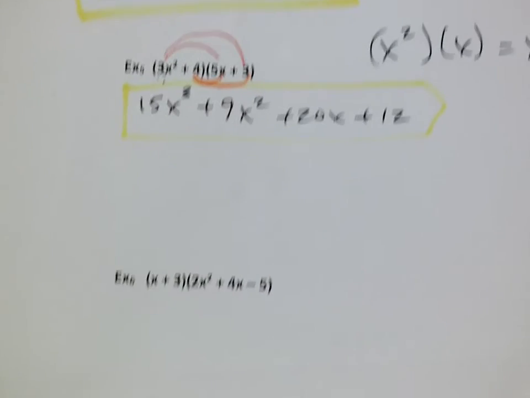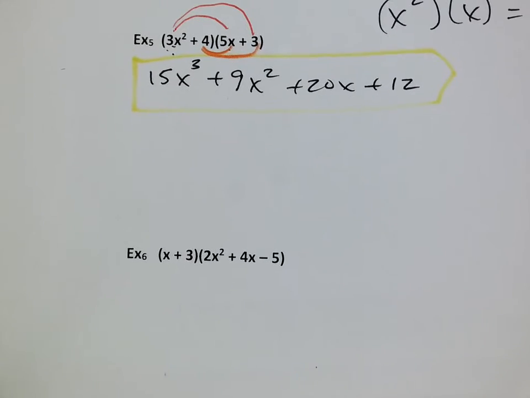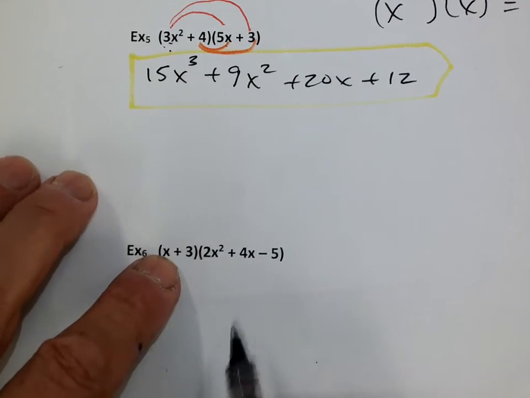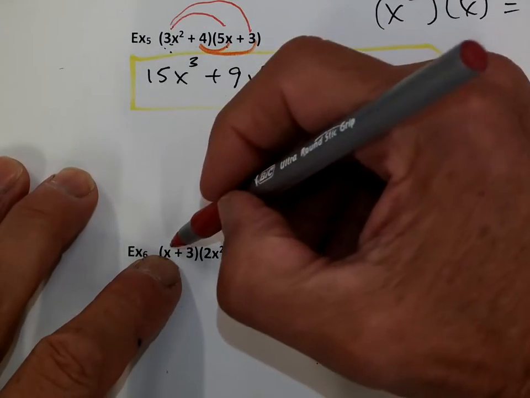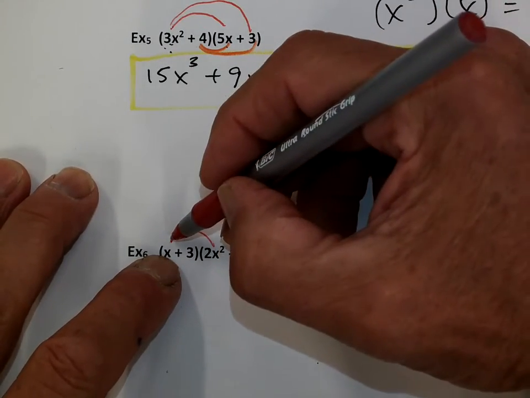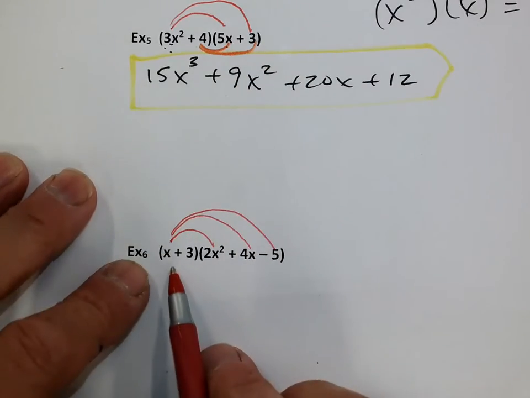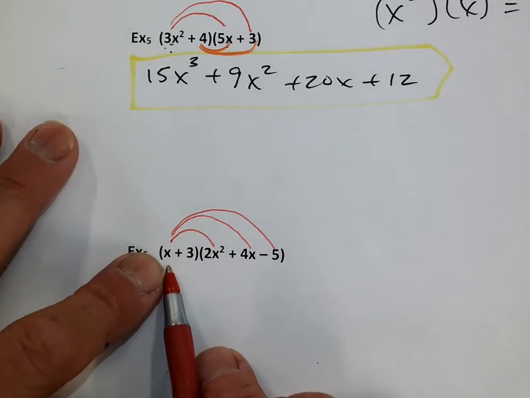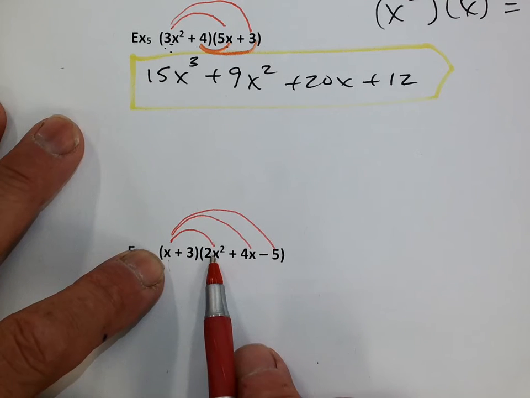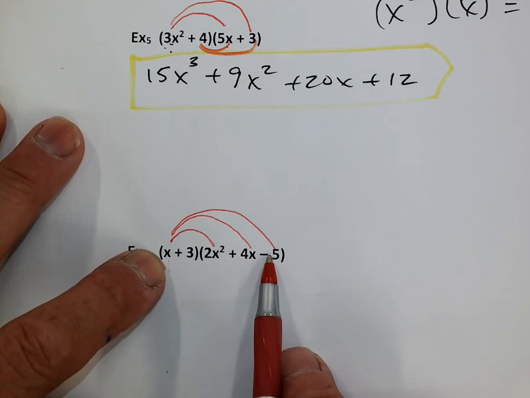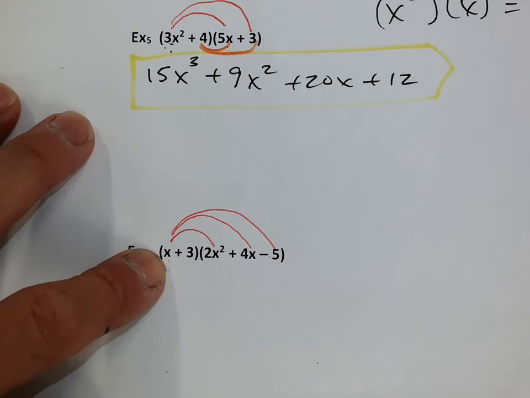Okay, let's take a look at number 6. And number 6 is going to be a little bit more challenging because we're going to have to multiply the x 3 different times. x times 2x squared, x times 4x, and the x times negative 5. So I'm going to do a distribute. That's why I like to call it double distribute. So I'm going to go x times 2x and x times the 4x and x times the 5. Okay, so I'll do that.